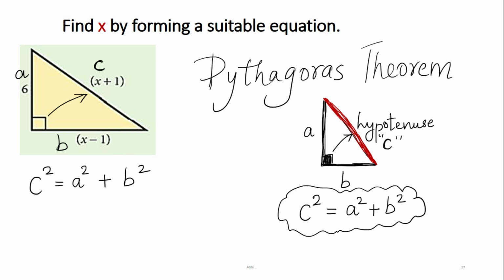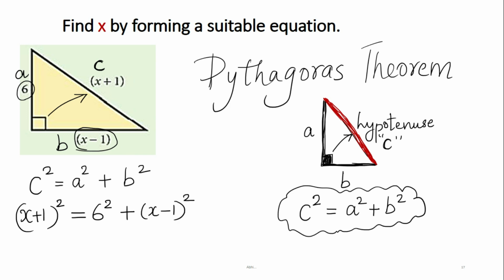From the figure, my C is x plus 1. So I'll write here x plus 1 the whole square is equal to my A, which is 6. So 6 squared plus, I have my B here, which is x minus 1. So it's going to be x minus 1 the whole square. Now let's see how to expand and rearrange this equation and solve for x.